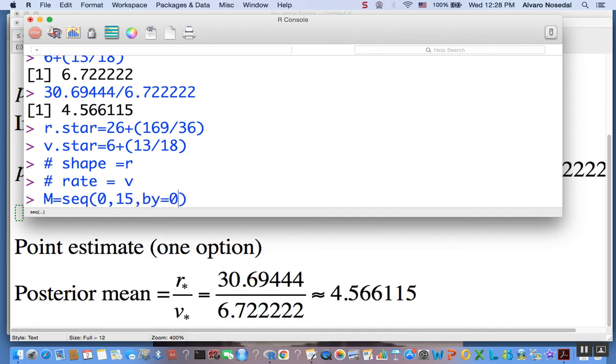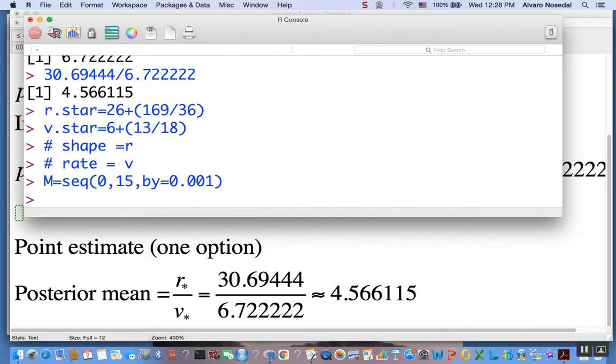How about a distance of 0.001 between each of those members of the sequence we are creating? Okay, that should work. Now, let me show you something here. We are going to be using the function dgamma, which is going to help you evaluate the probability density of a gamma random variable.